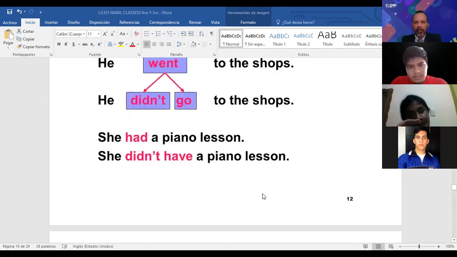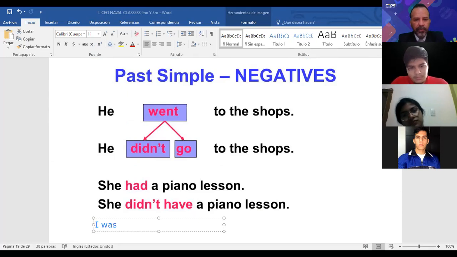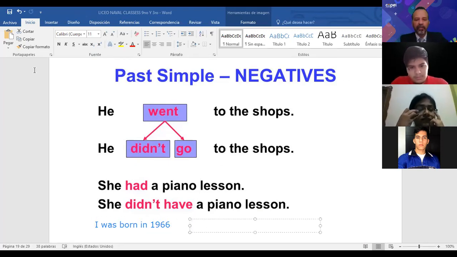But remember, these are regular verbs, but we also use irregular verbs. What happens if we use regular verbs? For example, it says, I was born in 1966. That means this is a finished action, because you are not born every day. You're not born every day. That's why it's a finished action.